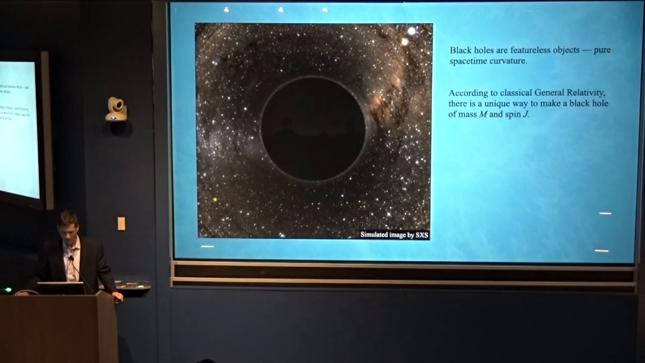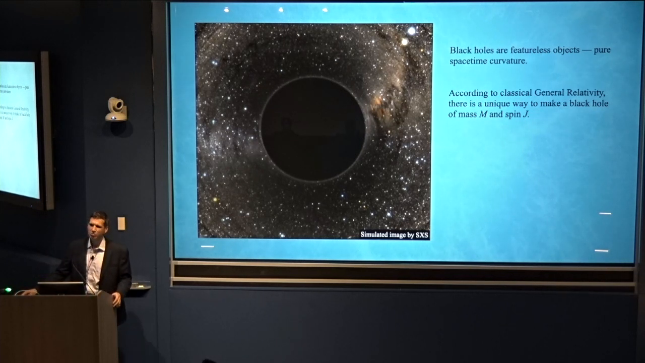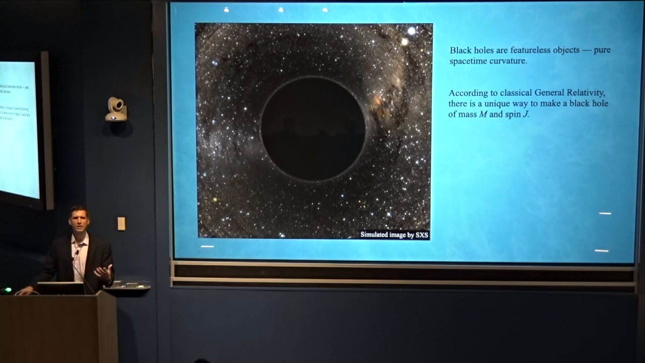So I'm going to start the story with black holes. A black hole, of course, is something we typically think of as a collapsed star that's so dense that even light can't escape. But what's really shocking about black holes is that they are really featureless objects. You don't really need a black hole to be made of anything. Unlike a star, which is made of many small parts, a black hole is just pure space-time curvature.